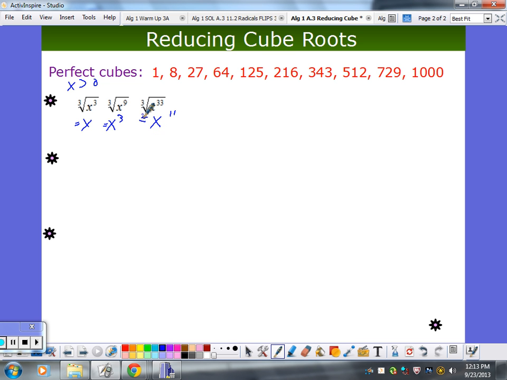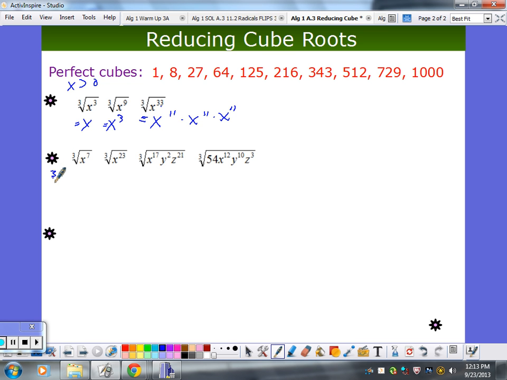Well, they're cubes, so I want 3 things together to give me the 3. And remember, since we had exponents, I'm simply going to divide that number by 3. So a perfect cube variable is divisible by 3. A perfect square variable is divisible by 2. Now, what if they're not divisible by 3?